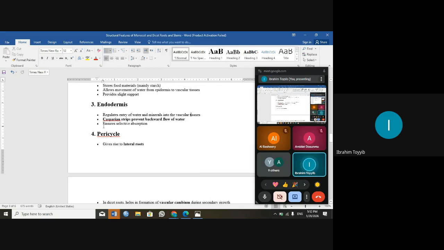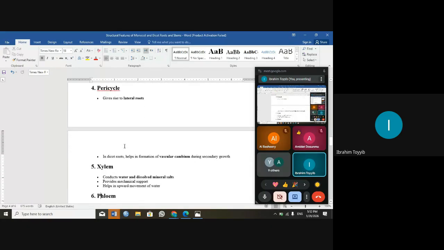So after the endodermis is the what? It is the pericycle. The pericycle gives rise to the lateral roots. In dicot roots, the pericycle also helps in formation of vascular cambium during secondary growth. So anywhere you see secondary growth, it has to do with dicotyledon. Anywhere you see vascular cambium, it has to do with secondary growth. I hope that is clear.